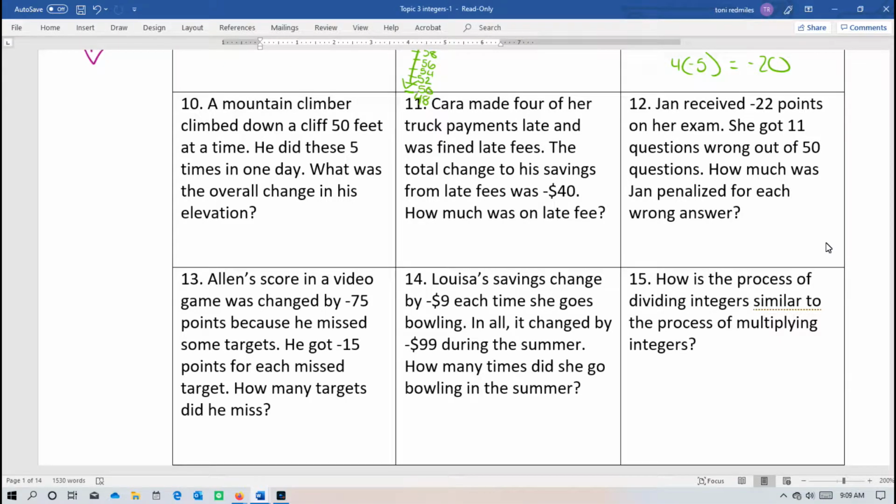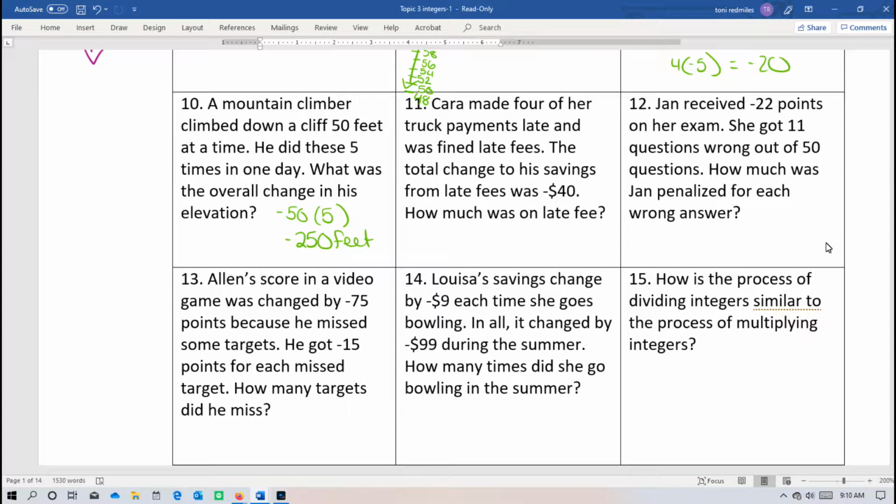A mountain climber climbs down a cliff 50 feet at a time. So I'm going down, I'm going negative 50 feet. He did these 5 times in one day. What was his overall change in his elevation? So he did it 5 times, okay? Because I would have to add negative 50 five times, or I could do it quicker by multiplication. And it's going to be, he decreased, he went down 250 feet.